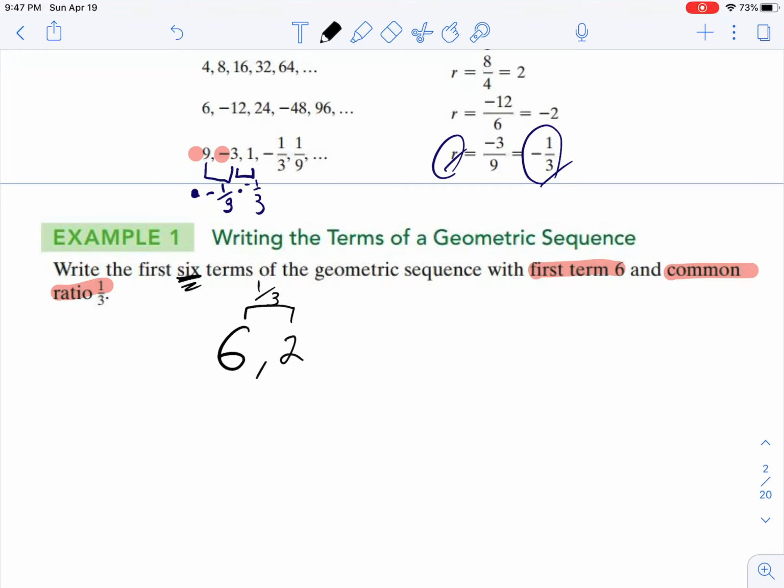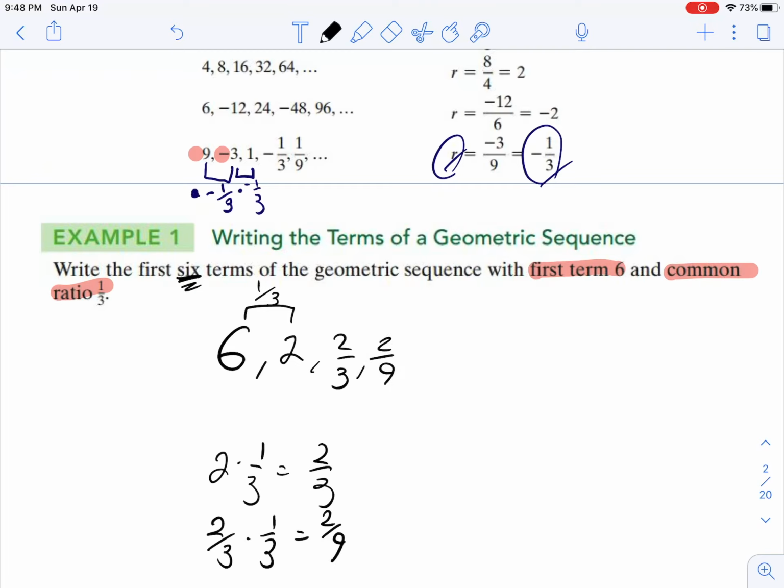Then we do that again: we take 2 times 1/3 and we get 2/3. Then when you take 2/3 and multiply it by 1/3, you get 2/9, and so on and so forth. What you're going to start to see is a pattern in the denominator. Since we're multiplying by 1/3, we're multiplying the denominator by 3, so we get 2/27, then 2/81. This is term 1, 2, 3, 4, 5, 6.